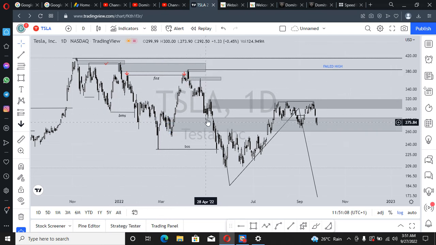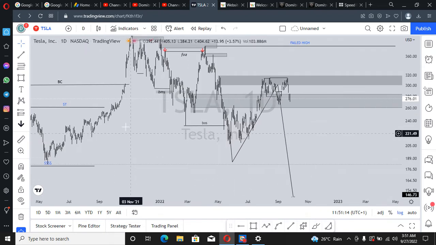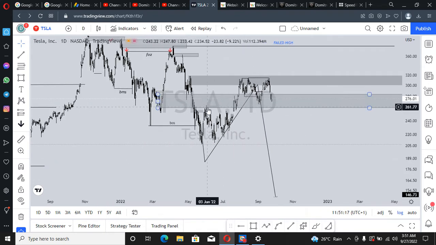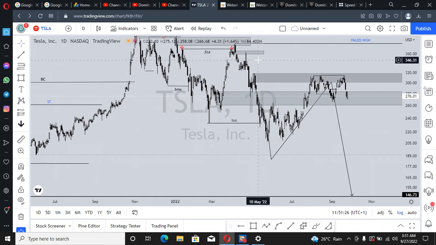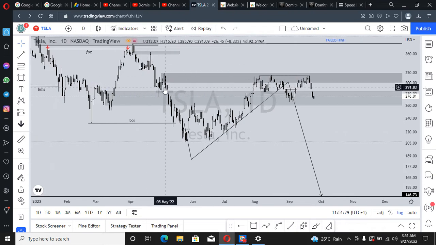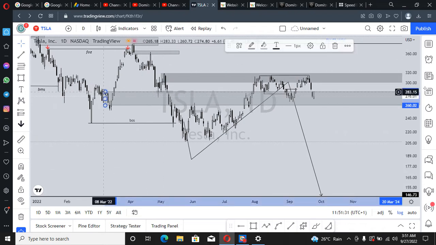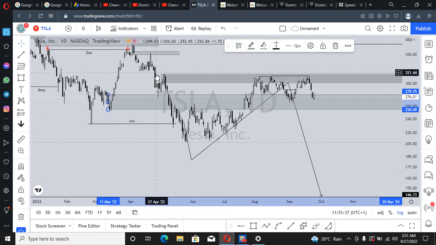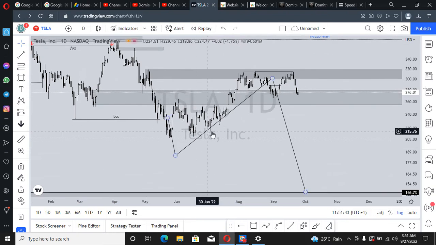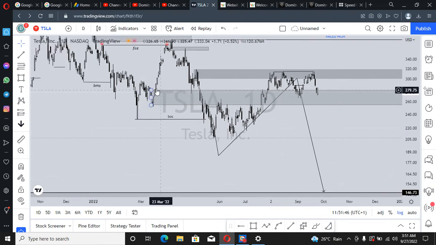It broke that demand after the mitigation, violated it and broke the structure. Now, there is this concept of tradable and non-tradable order blocks. A tradable order block is one that breaks an opposing order block. This supply was formed here, and it was responsible for breaking our demand on the weekly chart. After it filled this imbalance, it created an area of supply, broke our area of demand, and price is expected to trade to that area of supply that was responsible for taking out the opposing order block.